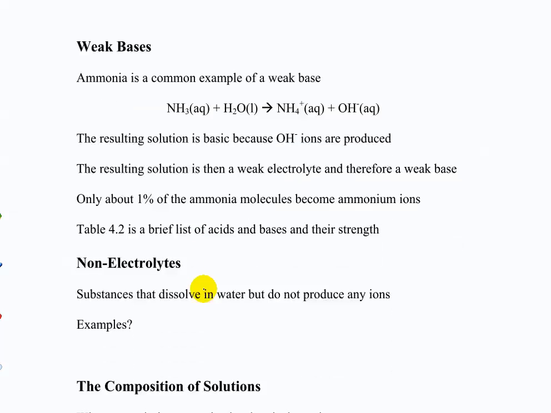And weak bases, the equations look a little bit different. Again, they dissolve, but you'll actually produce OH minus ions in this case, something like ammonia. So we won't see a lot of weak bases, but we will see ammonia. You've probably heard of that one before. And it's the same kind of definition. Only about 1% of the ammonia molecules become ammonium. So only about 1% ionization in solution. And you can look in your book, there's a table of acids and strengths and such.